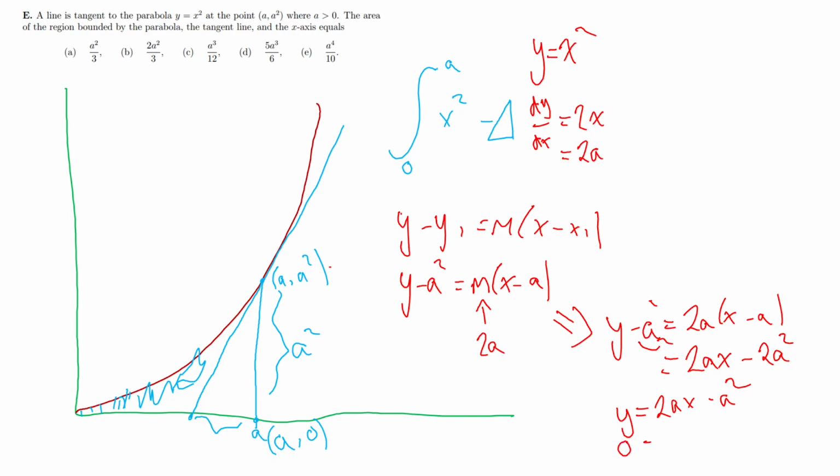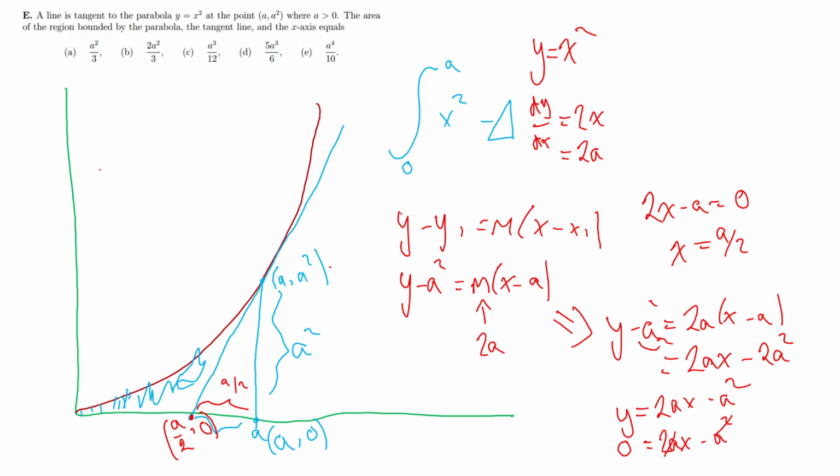So 0 equals 2ax minus a squared. We can divide both sides by a, since a is just a constant. We're then left with 2x minus a equals 0, so x equals a over 2. So we now know that this point here is (a over 2, 0), and those are the coordinates. Because you want to work out this line here, it's a over 2.